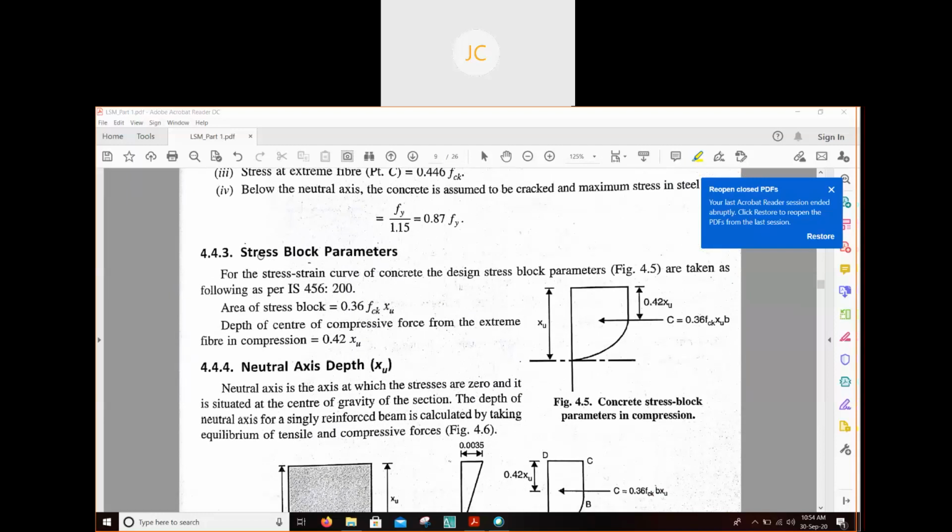Stress block parameter. According to IS 456, the area of stress block is 0.36 FCK B into XU. This value is given in IS 456. You can see it in the assumptions, clause number 38, page number 68 or 69. You see the values, you will get this.